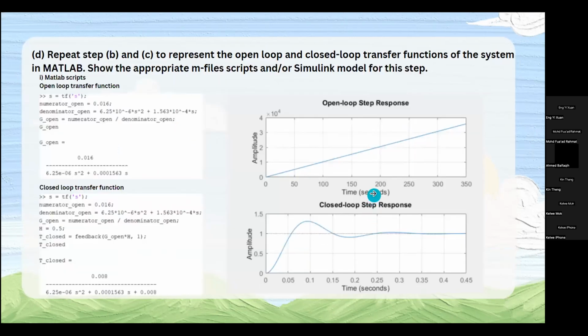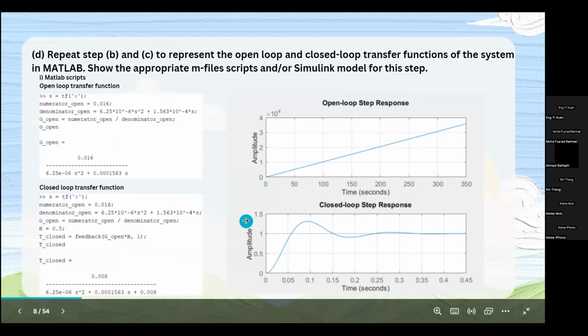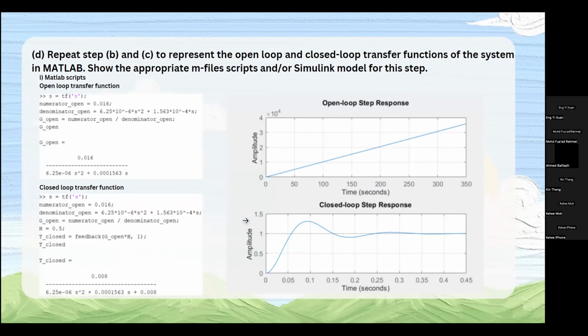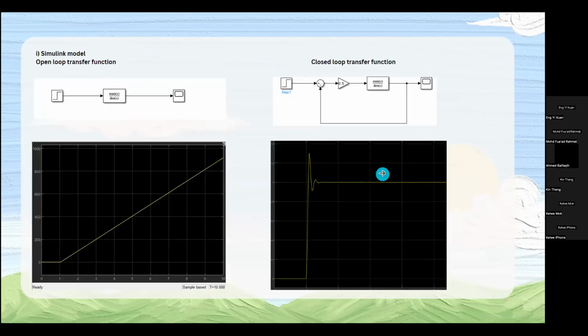Lastly, we do the same step in MATLAB and Simulink to verify the manual calculation answer and check the open loop and closed loop step response. For MATLAB, we implement the open loop and closed loop system by using the MATLAB function. For the Simulink model, we implement the step input block, transfer function block, and the scope to generate the step response for each system. So that's the figure of the step response.